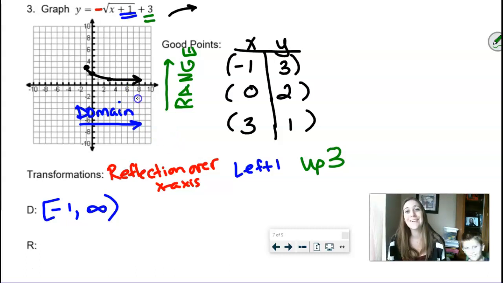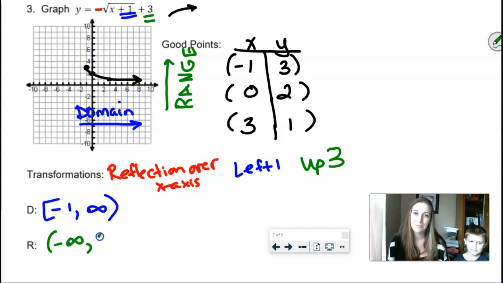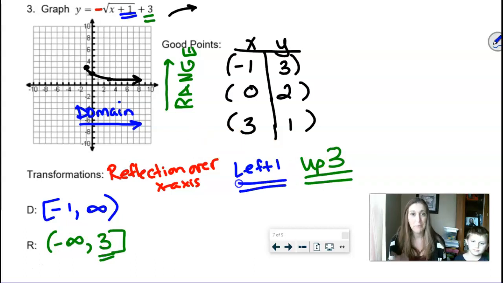All right, range. This is weird because it goes down forever. So it starts at negative infinity. And then it goes all the way up until it stops at a height of 3. So again, notice that this vertical shift and part of the range, they go together. And then this horizontal shift and part of the domain, they go together. They should match up. You shouldn't have like a 1 here and a 2 here.